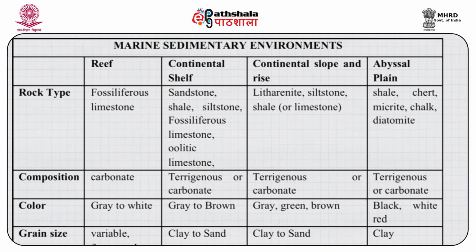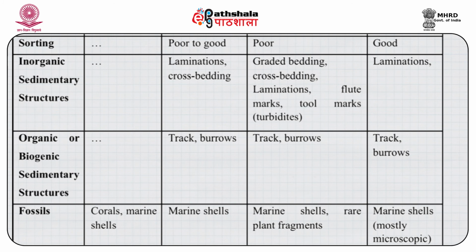Abyssal plain is dominated by chert, shale, micrite, chalk. The composition is either terrigenous or carbonate. The grain size varies, still clay is dominant. Sorting is good. Lamination may be preserved, and trails and burrows are also common, and if fossils are present, they are mostly marine shells. But while you are considering this environment, you should not consider just only one feature.